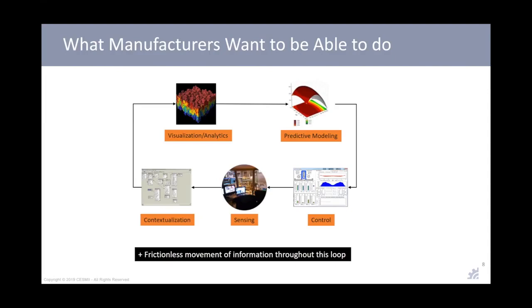Now, one of the key things that our manufacturers also want to be able to do is that they want a seamless manner in which the movement of information takes place between each of these blocks and around the loop. And that's a critical element that is served by technologies that make up the smart manufacturing platform.